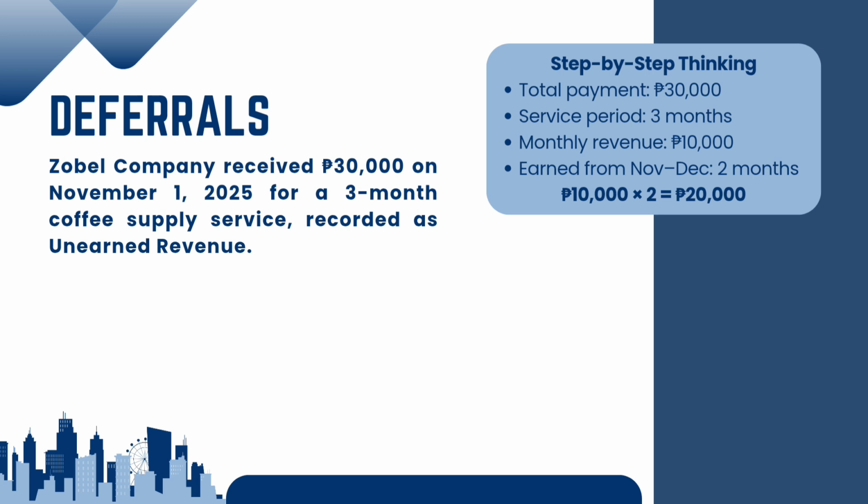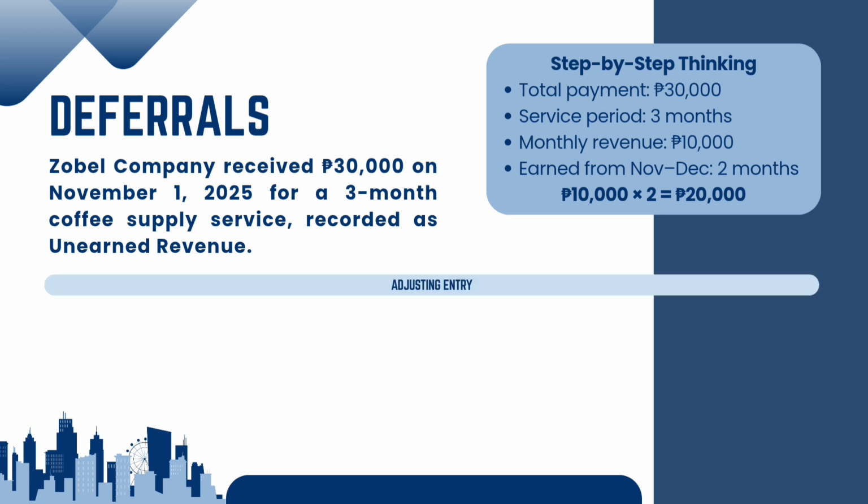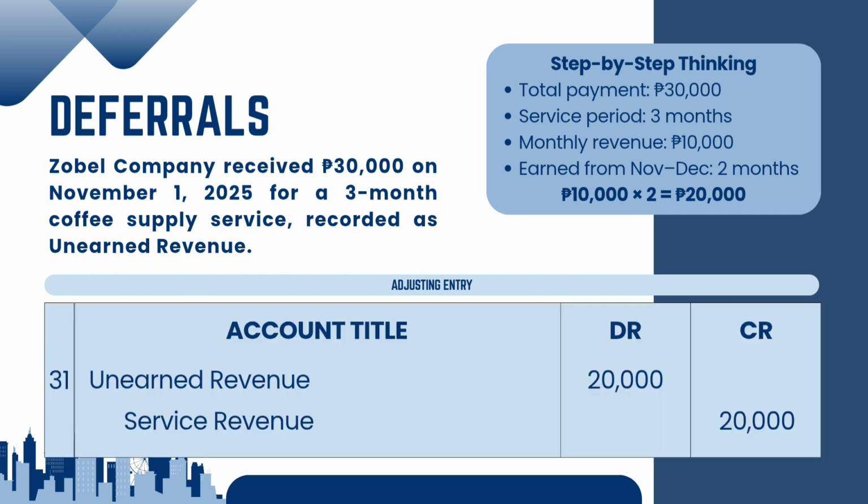From November to December, 2 months of service were already provided. So, 10,000 pesos times 2 months equals 20,000 pesos of earned revenue. Since 20,000 is already earned, we need to adjust the accounts. We debit unearned revenue 20,000 pesos to decrease the liability. We credit service revenue 20,000 pesos to recognize the income, to record earned service revenue for 2 months. This entry shows that part of the unearned revenue is now earned.